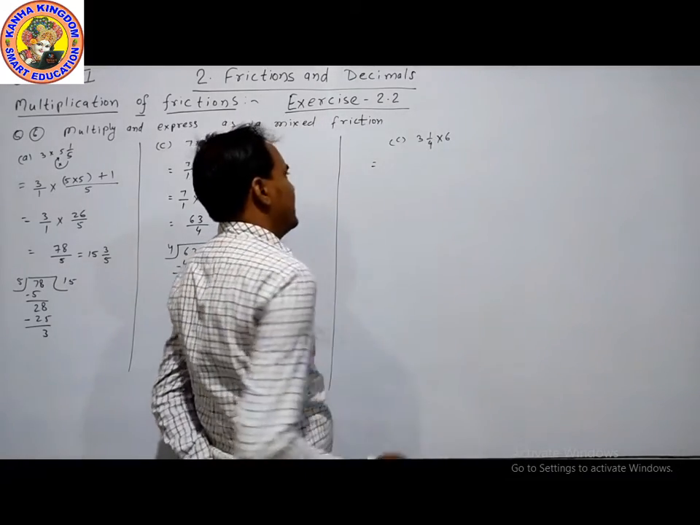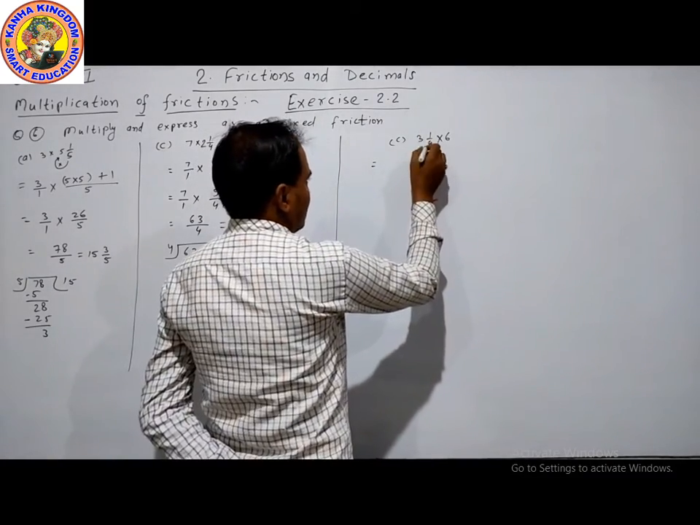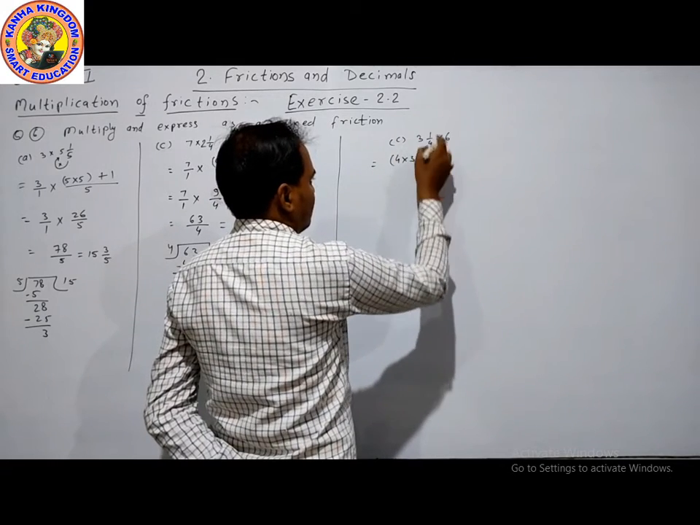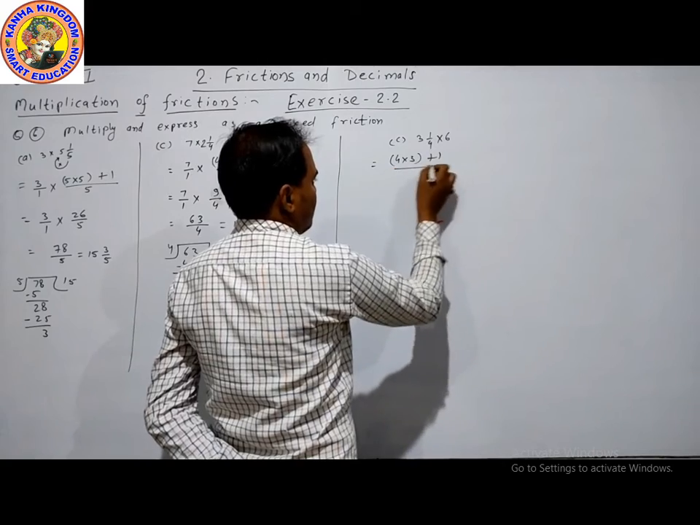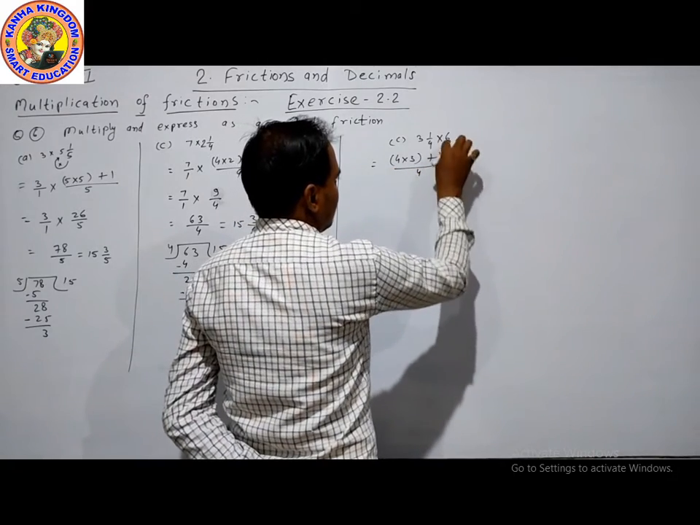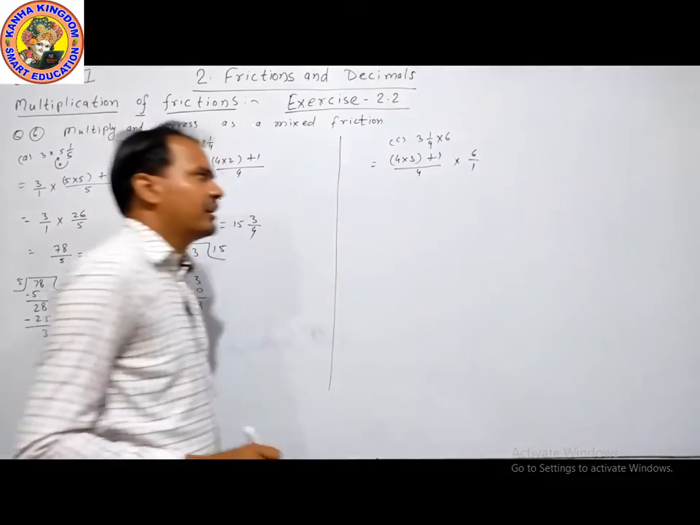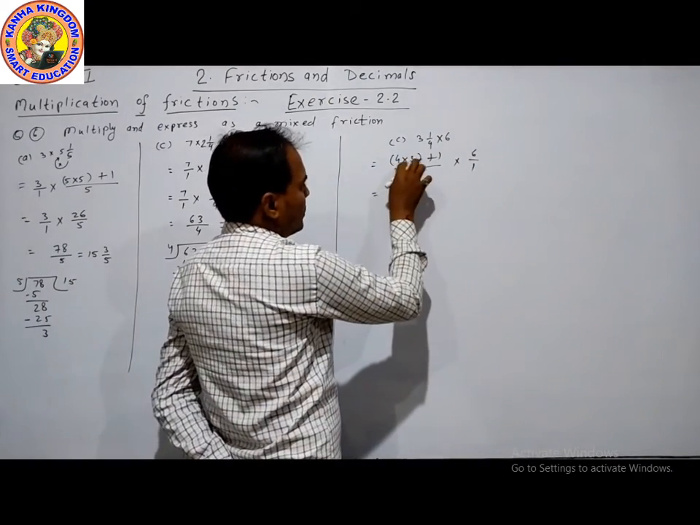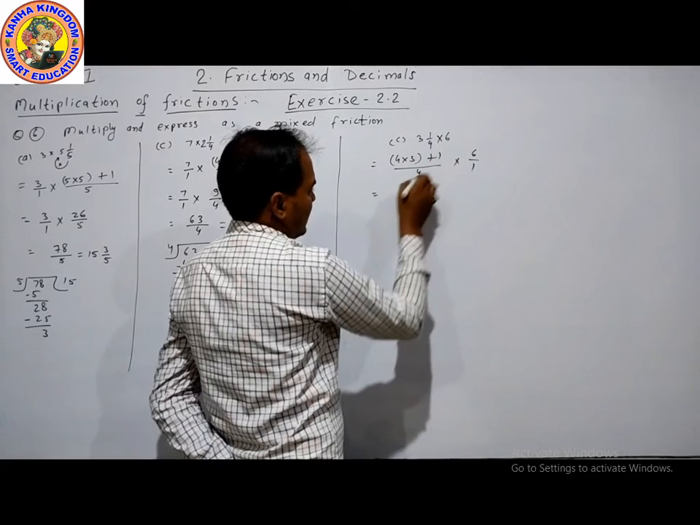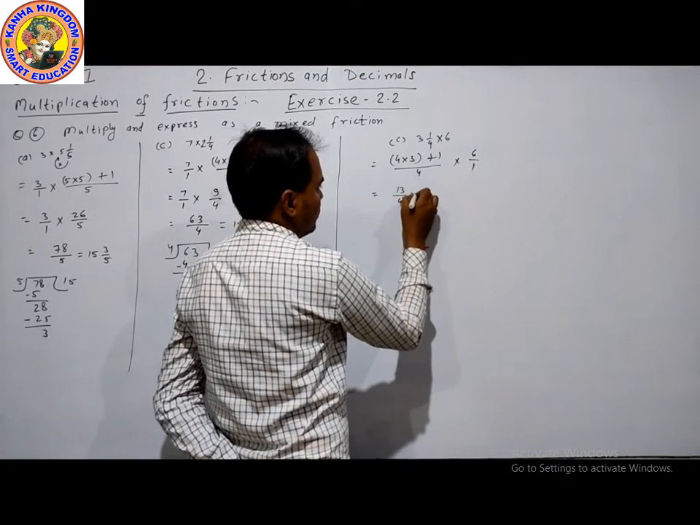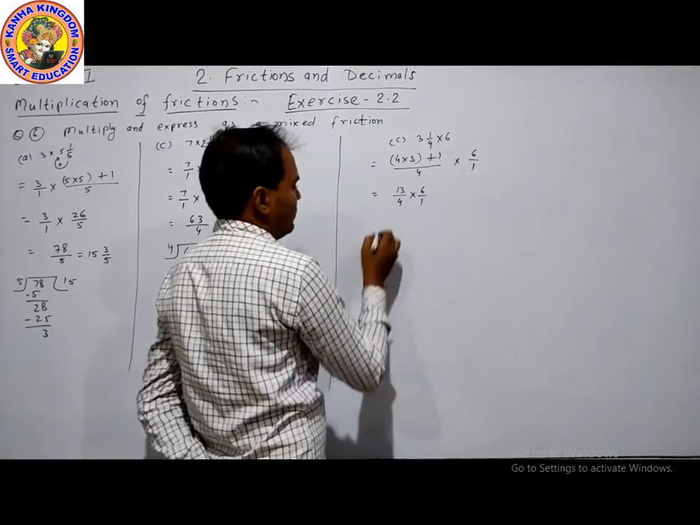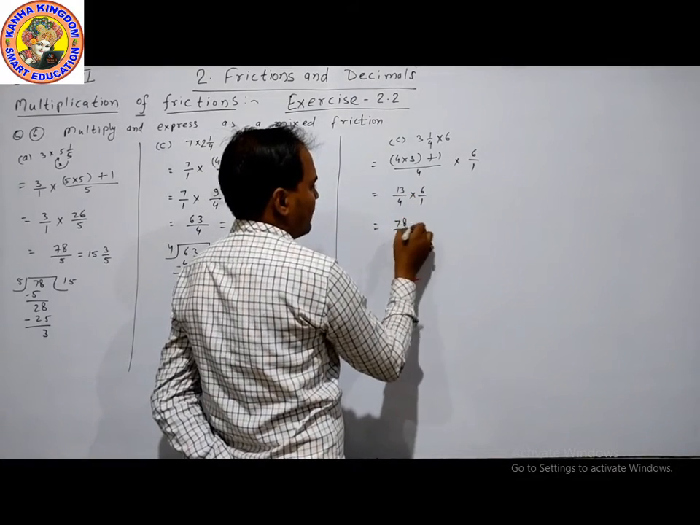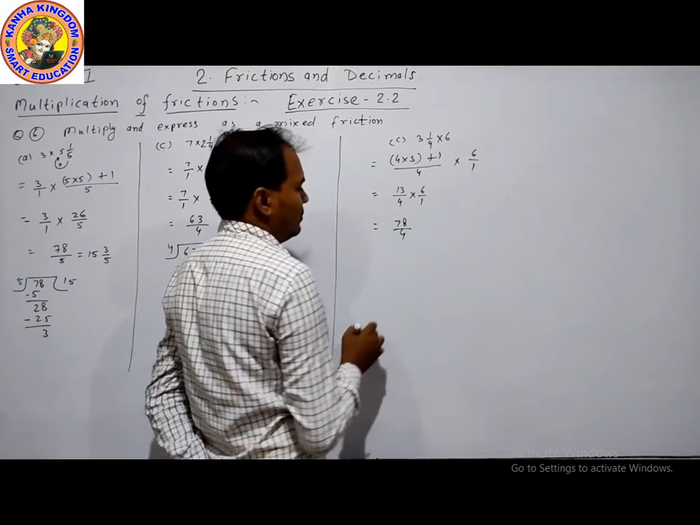In the next question, this is a mixed fraction number. We know that 4 into 3, then plus 1, upon 4, into 6. 6 is written as 6 upon 1. Now 4 into 3 is 12, plus 1, 13 upon 4, into 6 by 1. The answer is 13 into 6, 78, upon 4 into 1, 4.